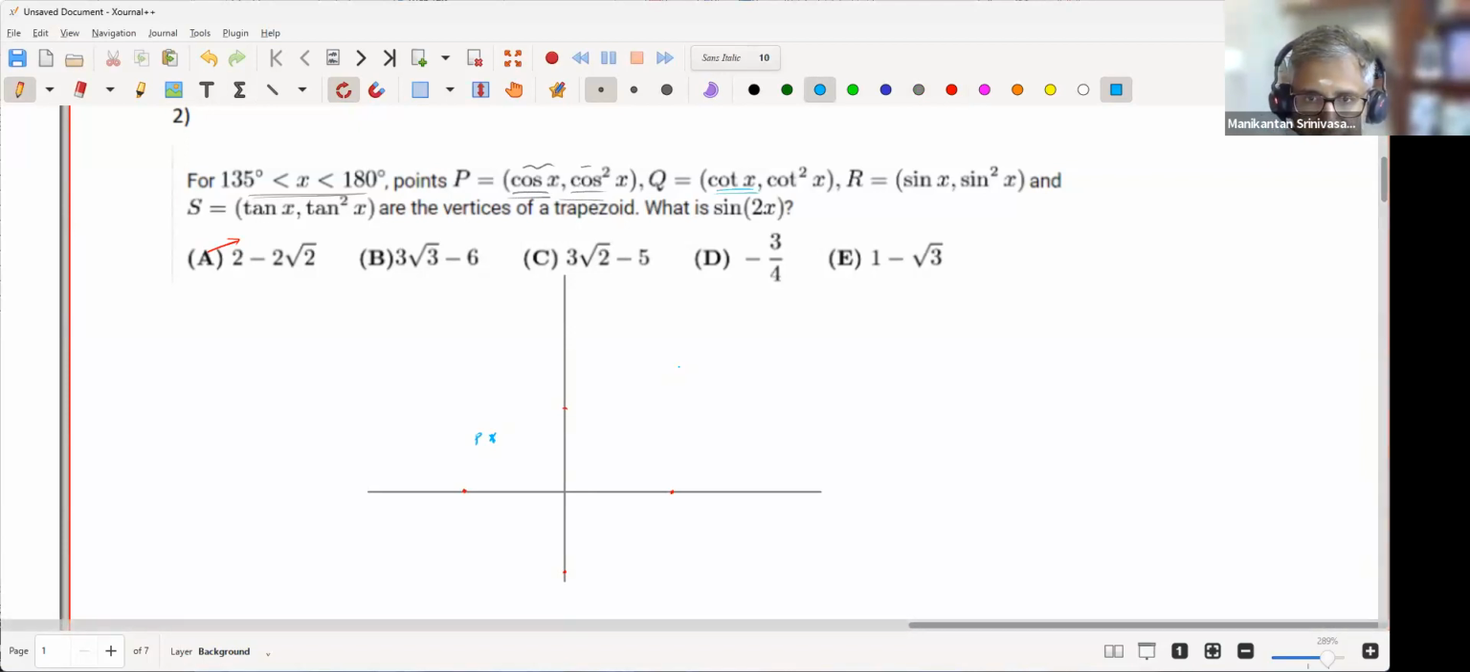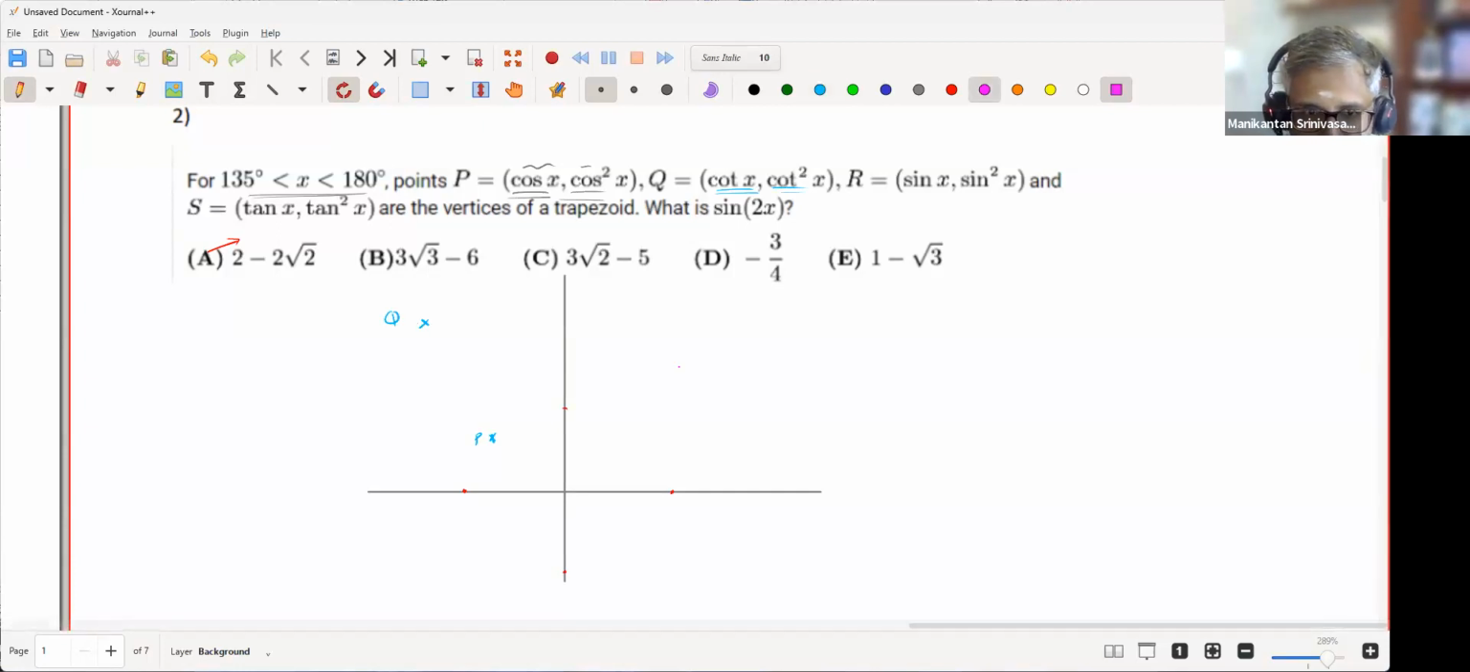And then Q is cot x. Cot x is negative in the second quadrant, and it's numerically bigger than 1, right? How do I know it's numerically bigger than 1? Because it's flatter than 45 degrees. If something is steeper than 45 degrees, tan is bigger. If it's flatter than 45 degrees, cot is bigger. Adjacent side becomes longer, right? So cot x is negative, and cot square x will be bigger than cot x in magnitude.